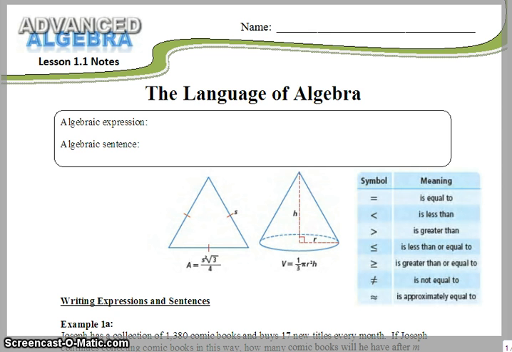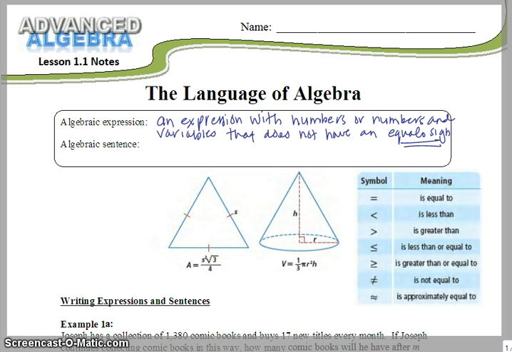Today we're going to talk about lesson 1.1, and that lesson is about the language of algebra. A couple of vocab words we're going to start out with today. First one is the algebraic expression. An algebraic expression is an expression with numbers or numbers and variables that does not have an equal sign. So that would be the key. It doesn't have an equal sign. As you can see, I've filled that part in.